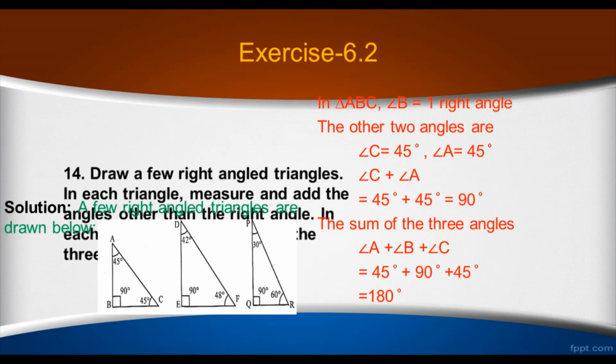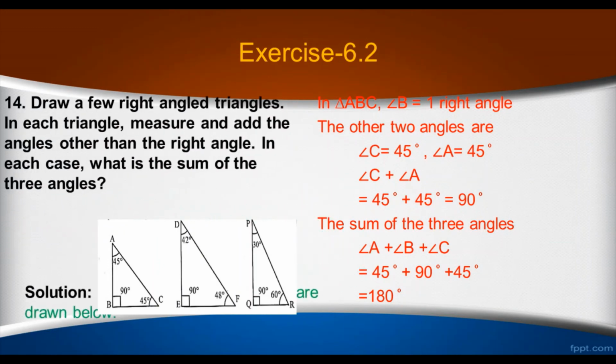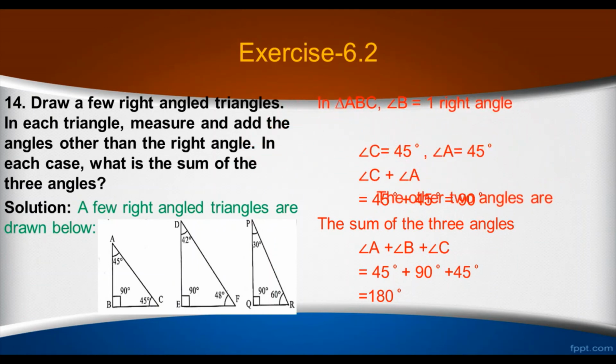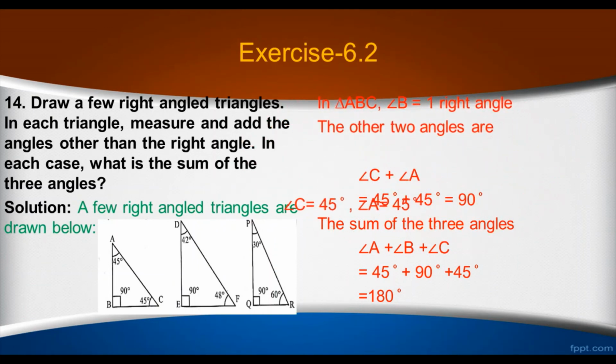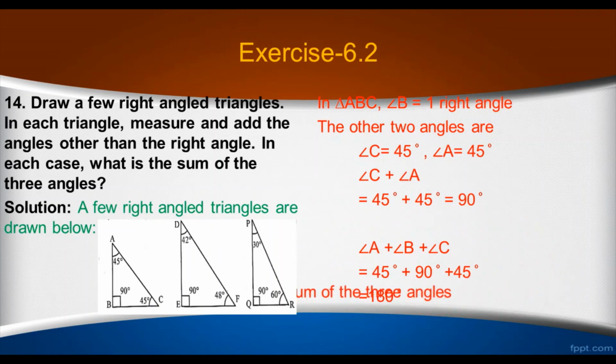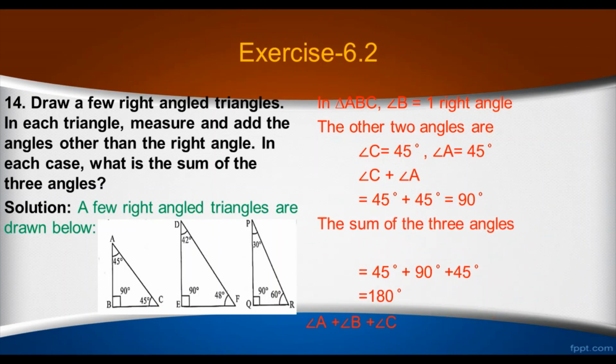So this is figure number 1, that means triangle ABC, and if we add all the angles of this triangle, we get 180 degrees. That is, the question is asking for the sum of the three angles. So 180 degrees is the sum of the three angles.